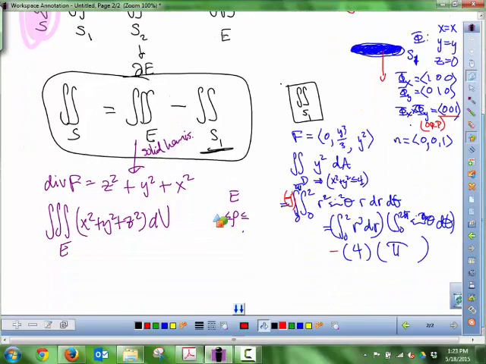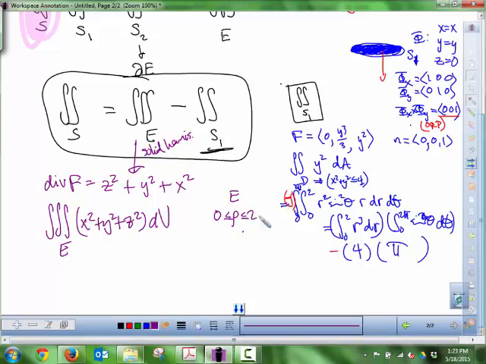So rho goes from 0 to 2. And then we have phi and theta, which I hope you hadn't forgotten about. We're going halfway down, not all the way down. So what's our phi going to go from? We're going to stop at pi over 2, and then our theta goes all the way around to 2 pi.